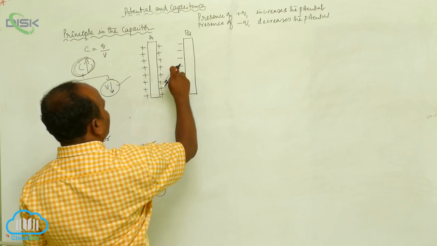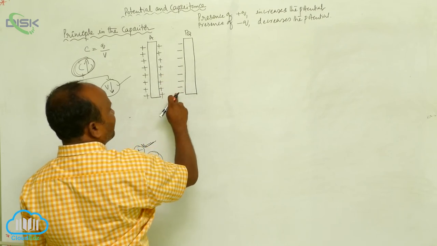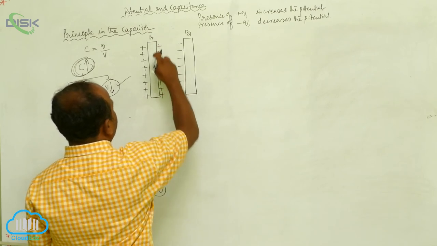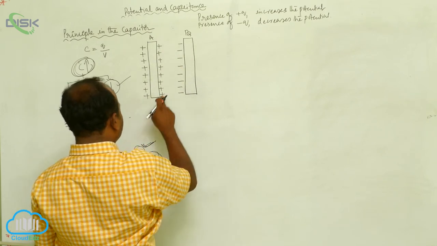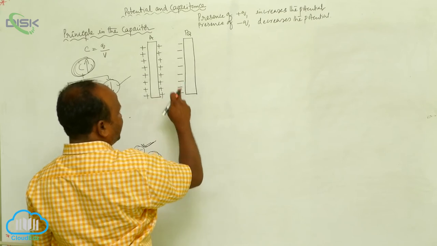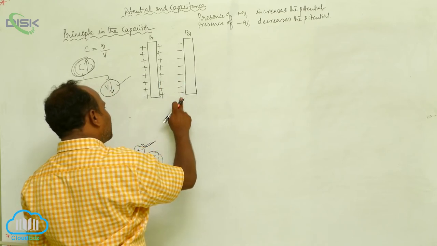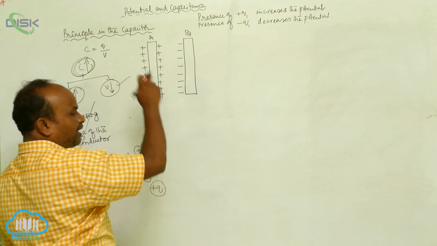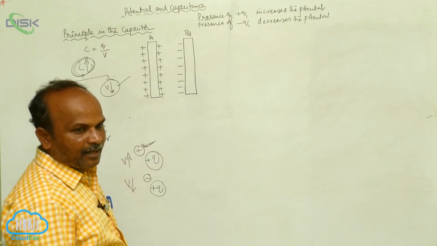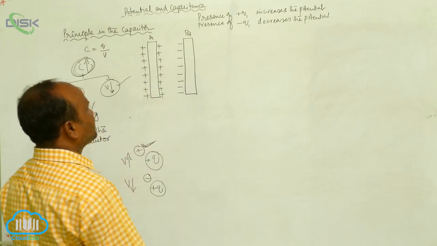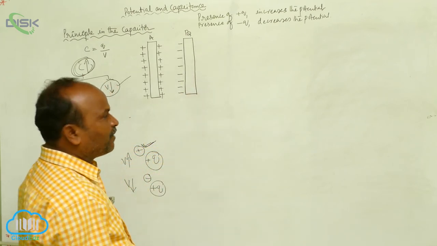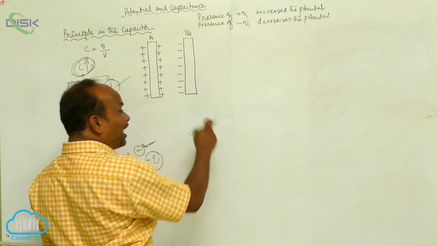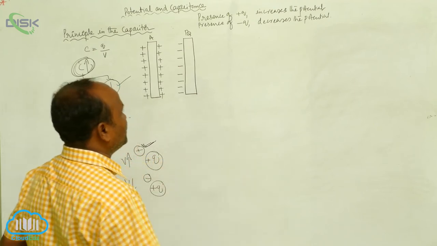Now, 8 charges are here, and again 8 charges. If it is a positive charge, then a negative charge. Therefore, equal and opposite charge is induced on the nearest side. What is the farthest side? This is the farthest side. On the farthest side, equal and similar charge is induced.